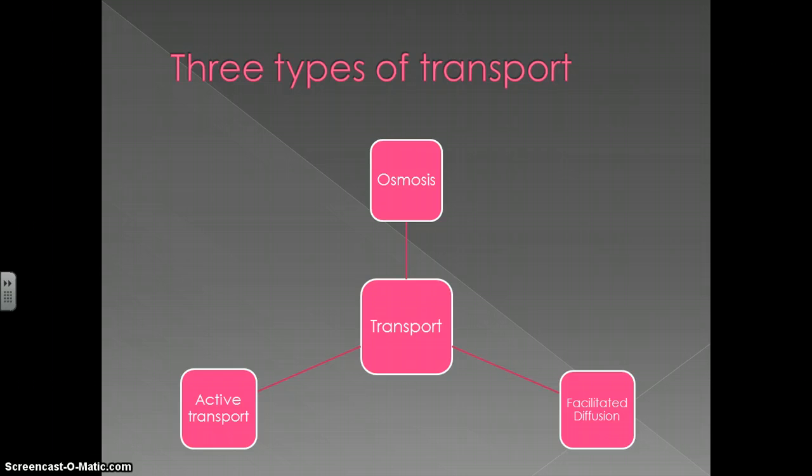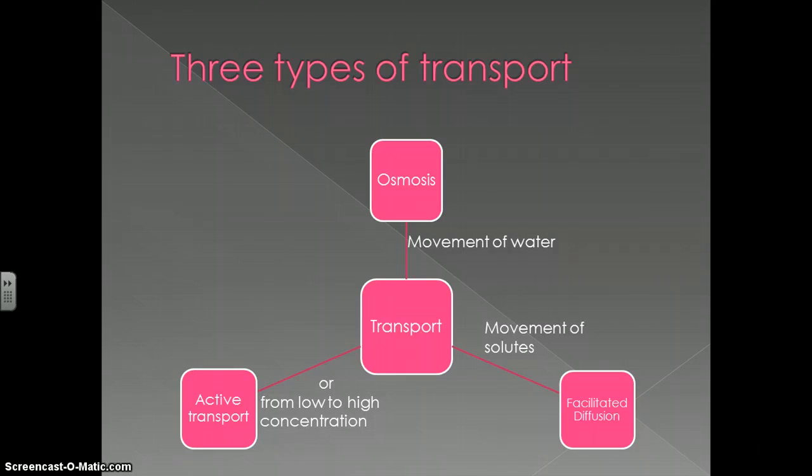There are three ways substances get transported across the cell membrane, depending on what type of molecule is moving and the environment surrounding the cell. Active transport involves moving things from low concentration to high concentration, the opposite way they tend to want to move, or the movement of large substances. It's called active transport because it requires energy.